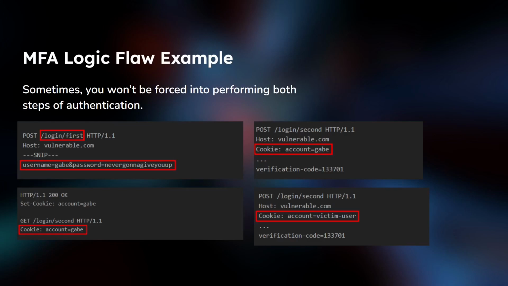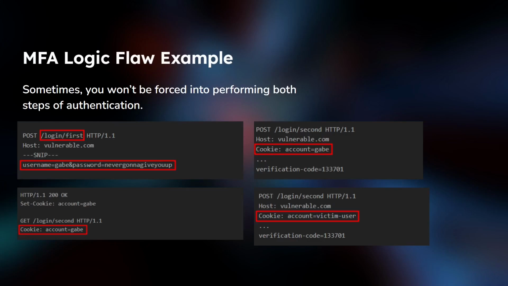Let's say that first we log in with our credentials, Gabe and the password, and then it assigns us a cookie. In this case, the cookie is account equals Gabe, and when submitting the verification code in another second login form, it just has my cookie set here for whose verification code is being sent to authenticate, or which user is sent to authenticate.